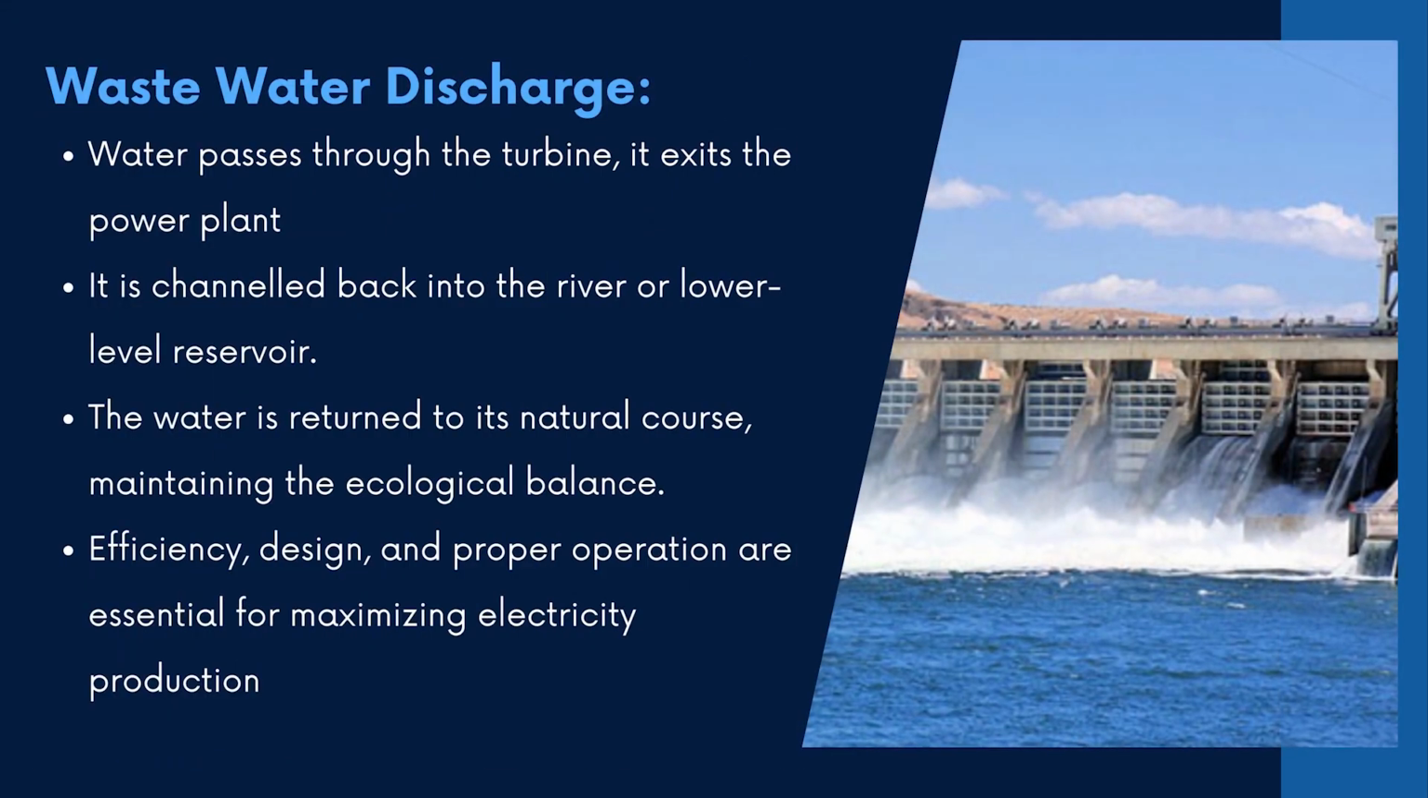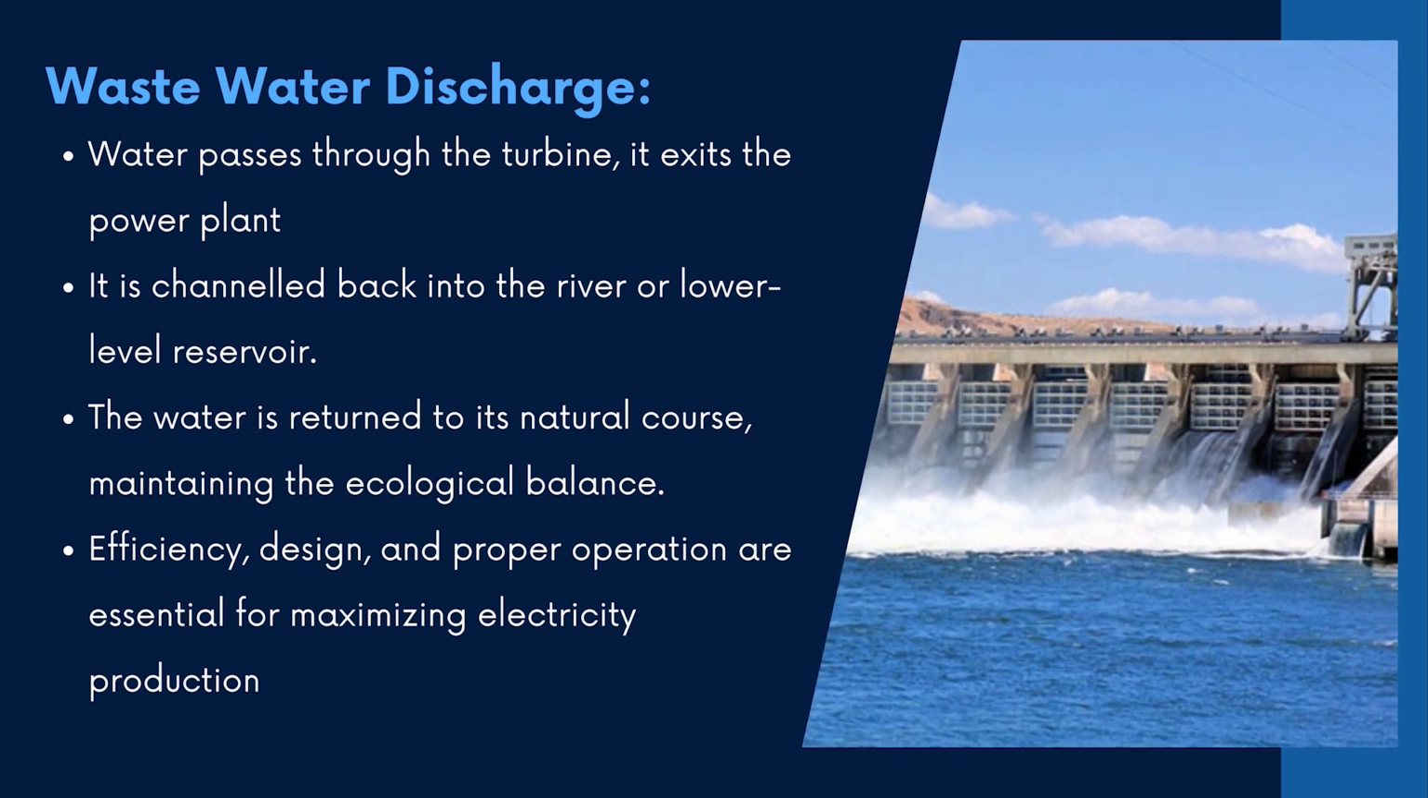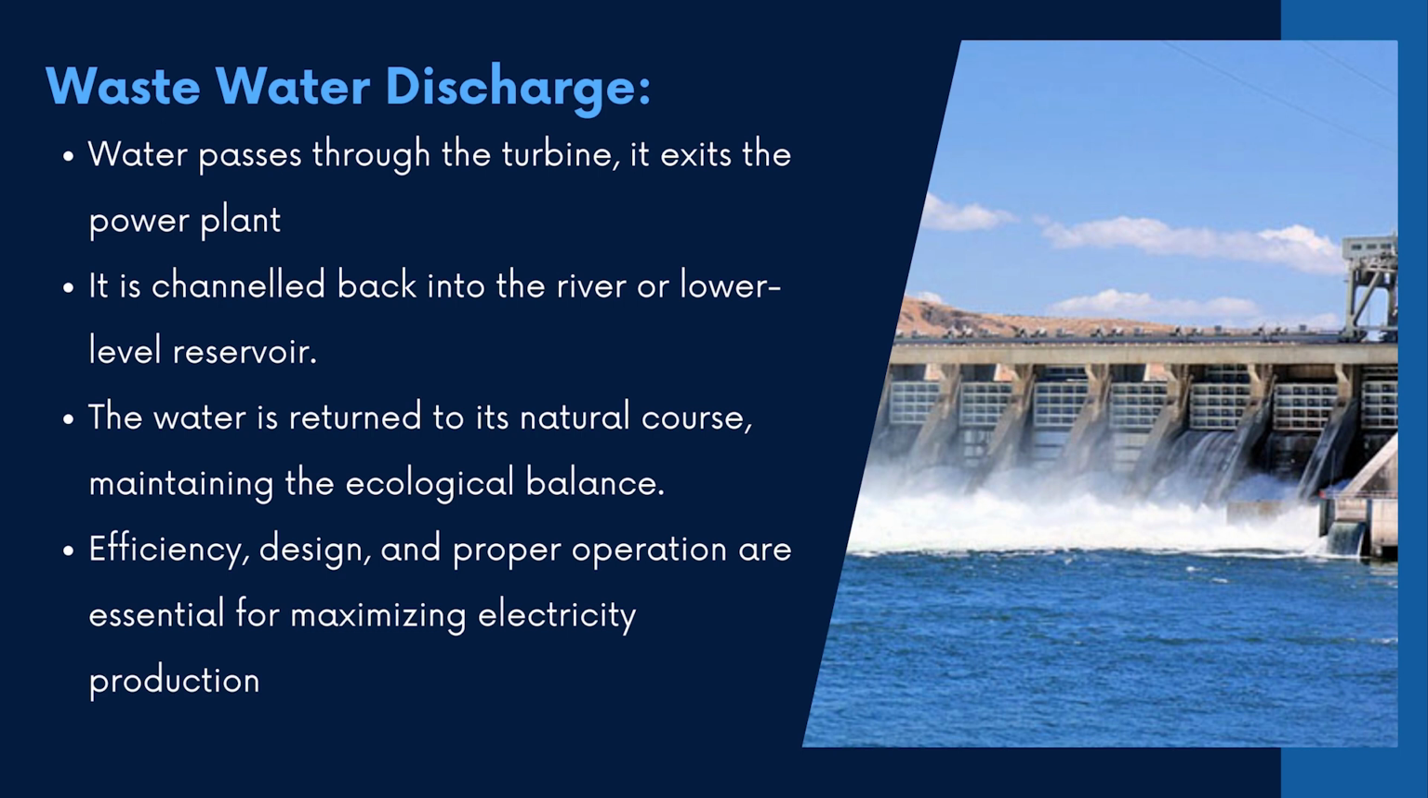Wastewater discharge. After the water passes through the turbine, it exits the power plant and is typically channeled back into the river or the lower level of the reservoir. As I previously talked, we need to ensure that whatever water is being used must be thrown back to the main source from where it was taken. This ensures that the water is returned to its original natural course, maintaining the ecological balance.